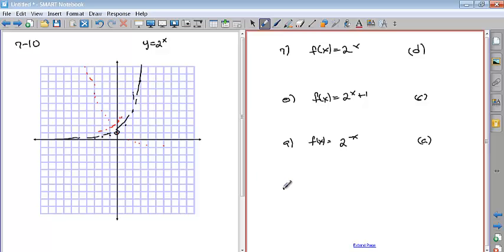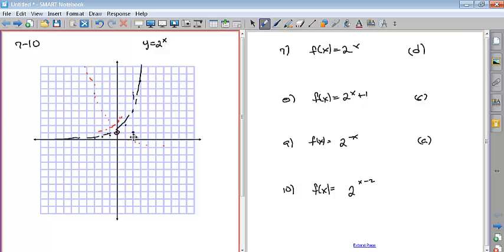And then the final one just by process of elimination, but even if it wasn't by process of elimination, that is a translation in the x direction. So it's going to be moved 2 units in the x direction, which means that now instead of intersecting here, it's going to intersect there. So when x equals 2, you get 2 to the 0. 2 minus 2 is 0. 2 to the 0 is 1. And so what happens is it just gets shifted. And that is B, which was the only one left anyway.